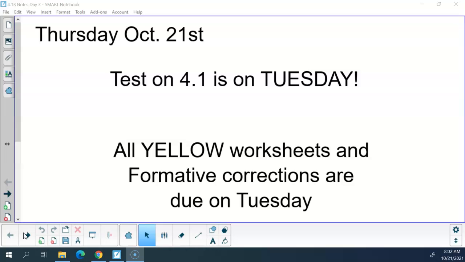Those three yellow worksheets are due on Tuesday, along with, if you haven't done so already, your formative corrections. Your test will be on Tuesday, and that's all that I can say about it right now, because I'm still in the process of writing it. But it'll be a good one, I promise.